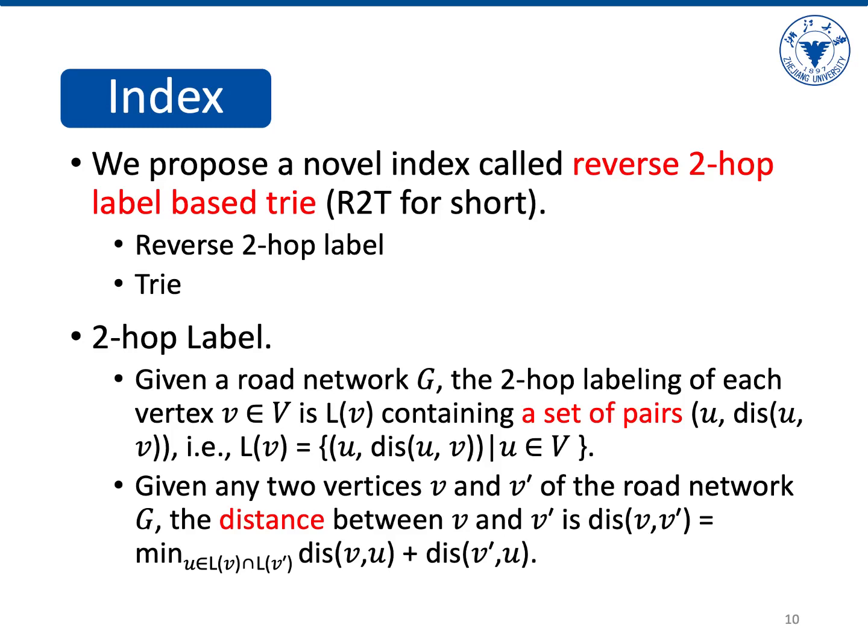We propose a novel index called reverse 2-hop label-based tree. R2T integrates both road network information and textual information. Specifically, we employ the reverse 2-hop label and tree techniques to store spatial and textual information, respectively. We first introduce the two-hop label technology. Given a road network, the two-hop labeling of each vertex v is L(v), which contains a set of pairs. The two-hop labels of all vertices have the following property. The distance between any two vertices can be computed via an intermediate hop.